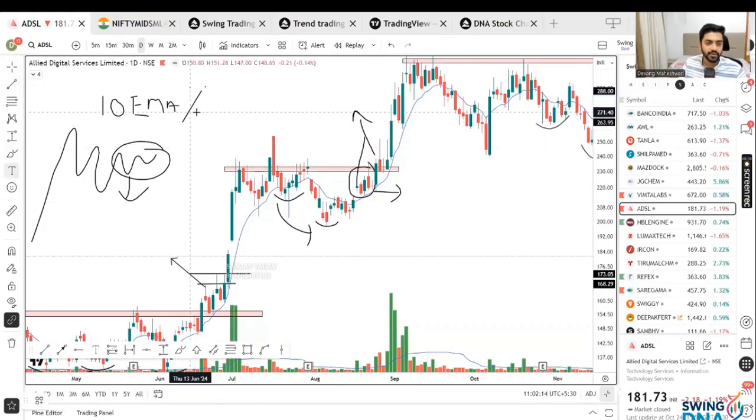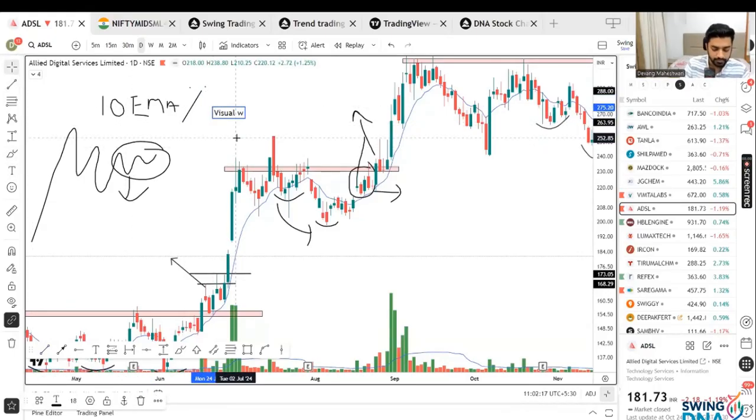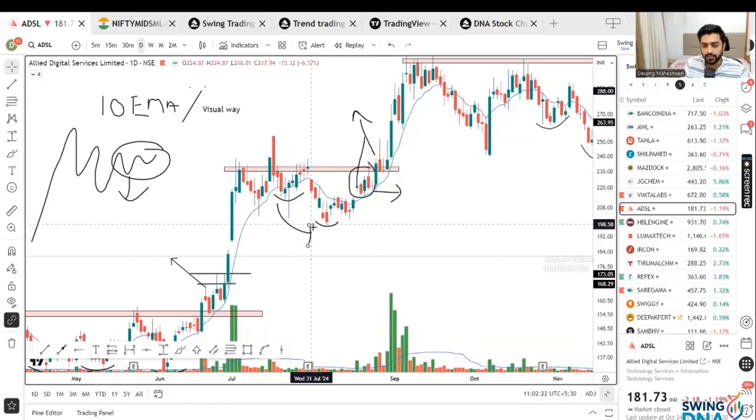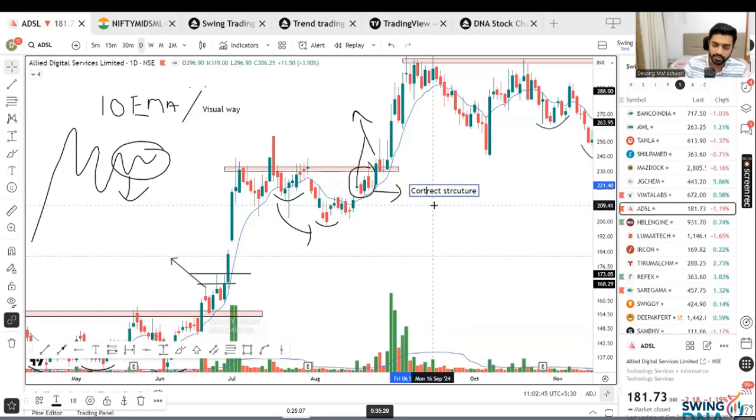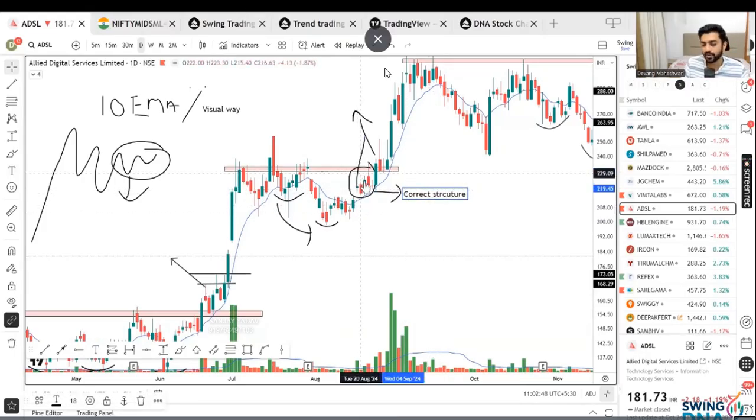One is the 10 EMA way, one is just a visual way, and you can combine both of them also. Here from the 10 EMA it's down, but if you see visually, it is correcting up. It's correcting up these lower lows in a very fast and quick manner in just a matter of 2-3 days. It's not breaking out directly. It made a right side and then it's breaking out. Okay, so this is also a correct structure. It spent time before breaking out. It did not break out directly.